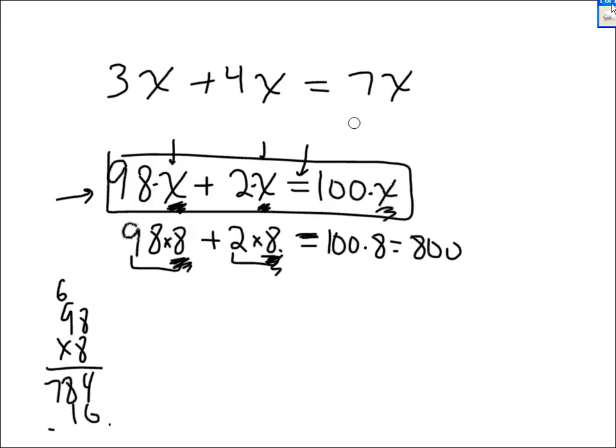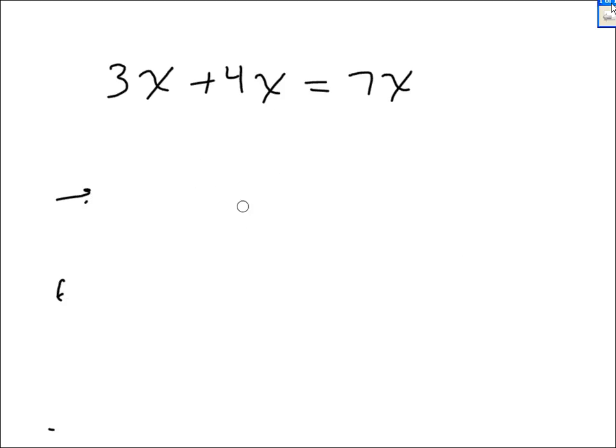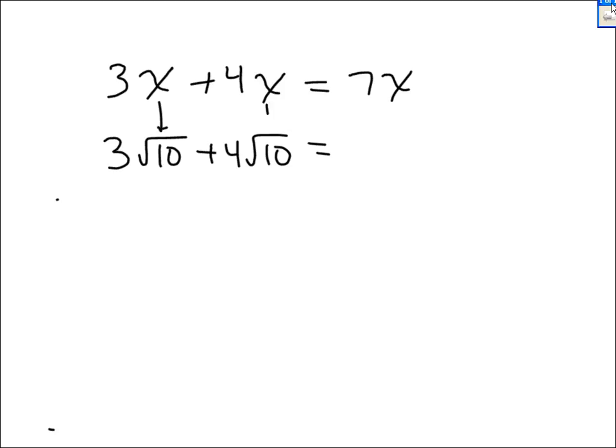The line at the very top says 2 times any number plus 4 times that same number is always 7 times that number. So if I now ask you what is 3 times the square root of 10 plus 4 times the square root of 10, you should say, well, you're telling me what x is. Well, x is 7 square root of 10s. We are adding square root of 10s. Here I have 3 of them, and I'm adding on 4 more. So I'm going to end up with 7 of them.